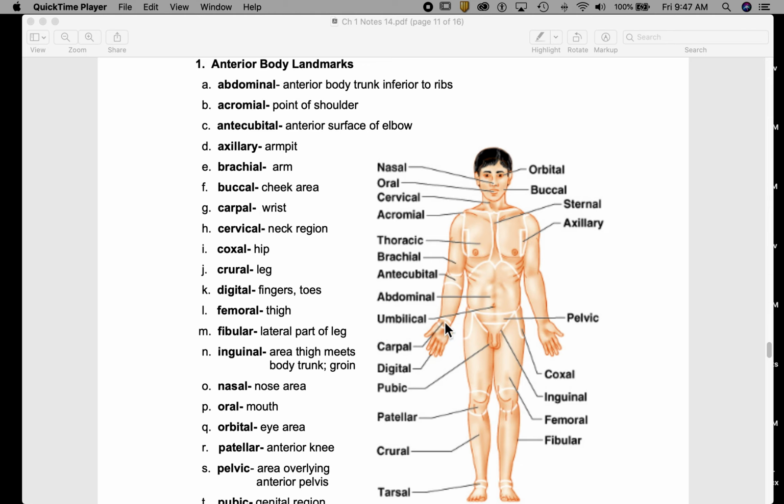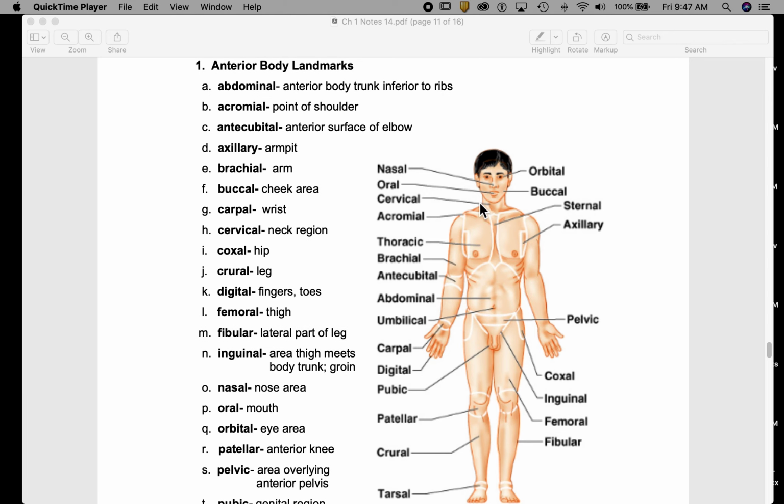Carpal are the wrists. The bones of the wrists are called the carpal bones. Carpal, right here, the wrist. Cervical is the neck. We have 7 cervical vertebra. If you are in a car accident and have whiplash and you want to isolate your neck, you'll wear a cervical collar. So the neck region is called cervical.